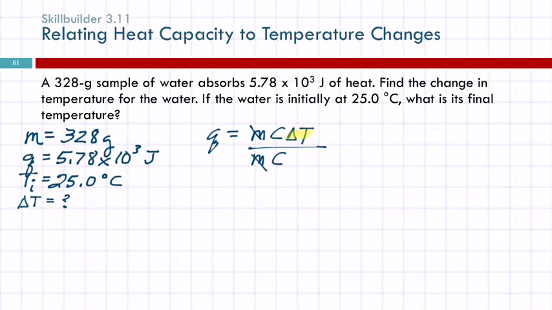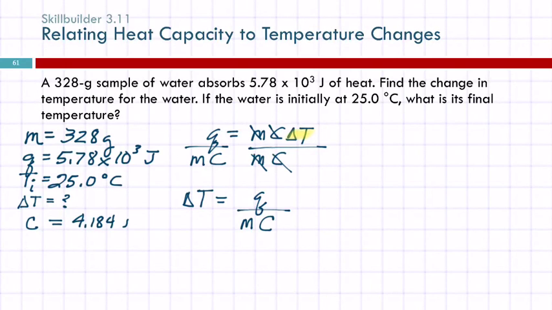M over M cancels out, C over C cancels out. I have to do the same thing on the other side of the equal sign. The change in temperature equals Q divided by mass and specific heat capacity. What am I missing? I don't have the specific heat capacity. You have to go look that up in the table. I happen to remember that one, 4.184 joules per gram degrees Celsius.